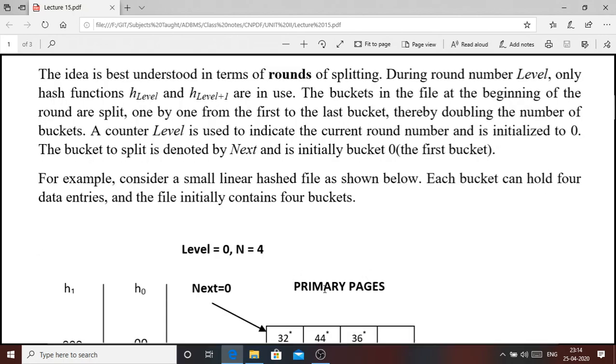This idea is better understood by using the round of splitting. It's like round robin. It takes a round of splitting from 0 to n. The particular bucket which needs to be split is always pointed to using a pointer called next. That pointer next starts from level 0. Let us take one example, then it will be easier for you to understand.